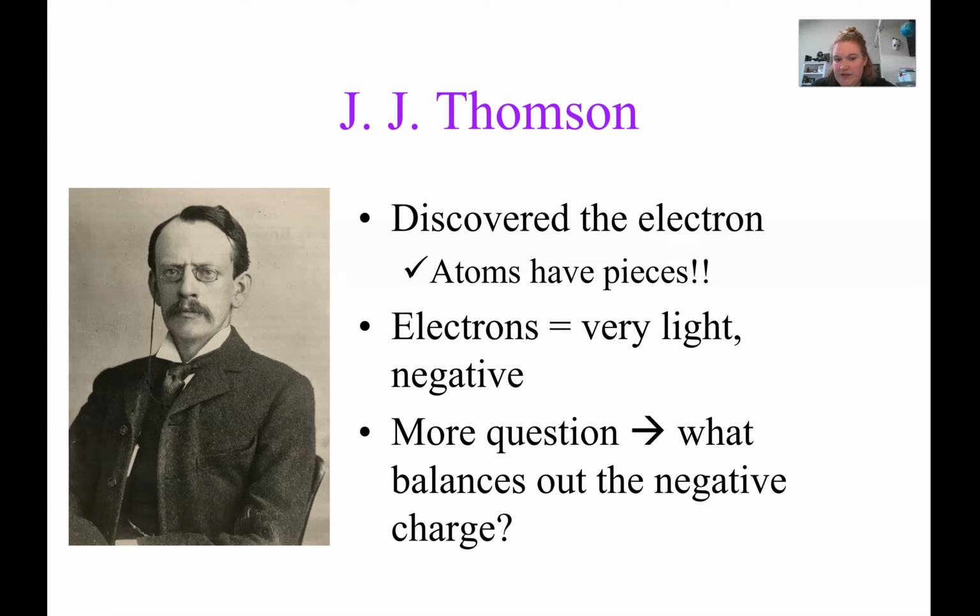So we're going a little bit back in time from that video. We're going to look at J.J. Thomson. J.J. Thomson was around about the same time as John Dalton, a little bit later, but we have 1856 to 1940 for J.J. Thomson's birth and death years. So really not that long ago. And J.J. Thomson discovered the electron. And this was a really big deal because it told us that atoms have pieces.